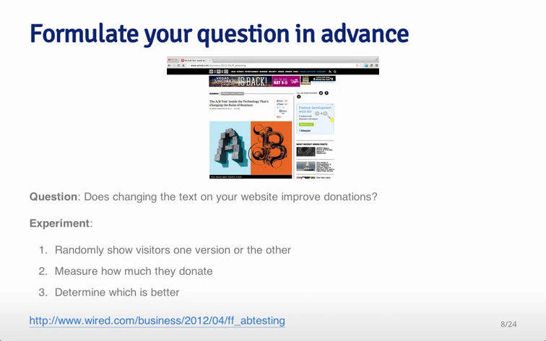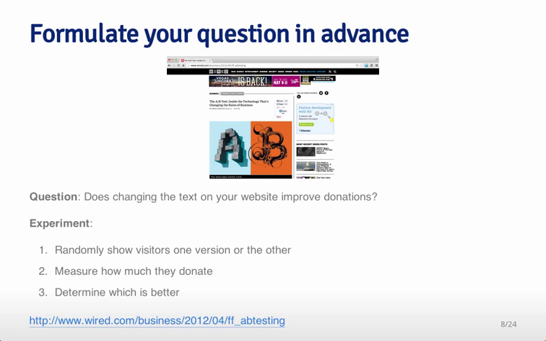So the first thing that you need to do when you're actually performing the experiment is formulate your question in advance. The key component of data science, as we're going to define it for the purposes of this course track, is that it's actually a scientific discipline. And a scientific discipline requires that you're answering a specific question when you're using data. So here's one example of that.